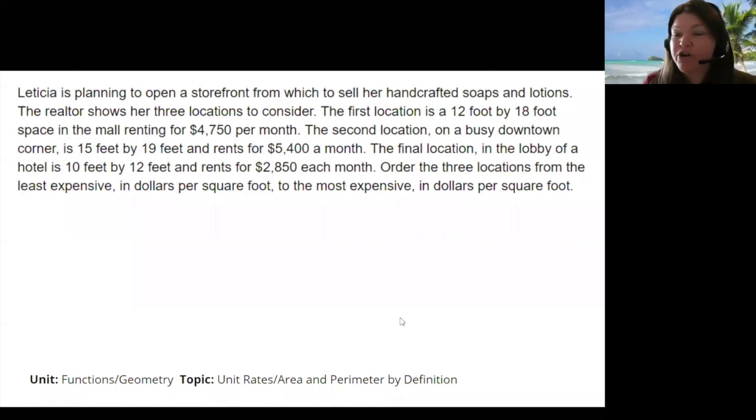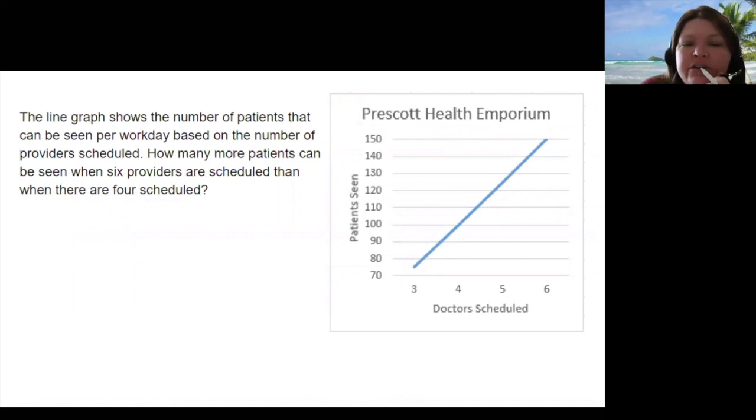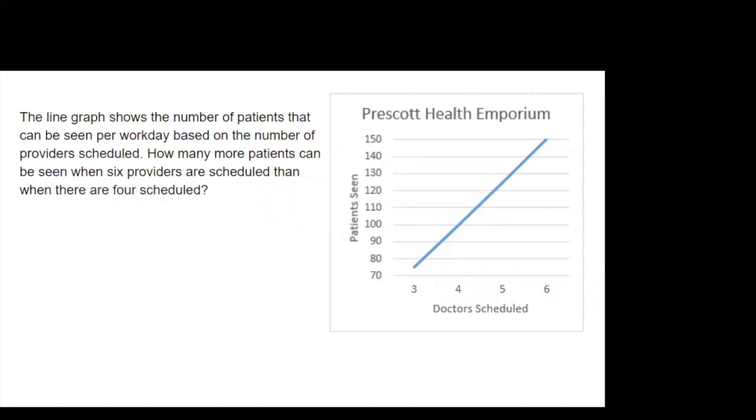And I probably have some more unit rate problems, knowing me. Let's look. The line graph shows the number of patients that can be seen per workday based on the number of providers scheduled. How many more patients can be seen when 6 providers are scheduled than when there are 4 scheduled? Now, this is a much simpler one, maybe we should have started with this one. What are they asking me to find? How many more patients can be seen?